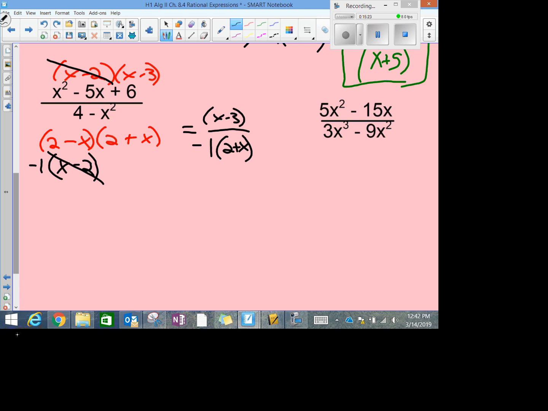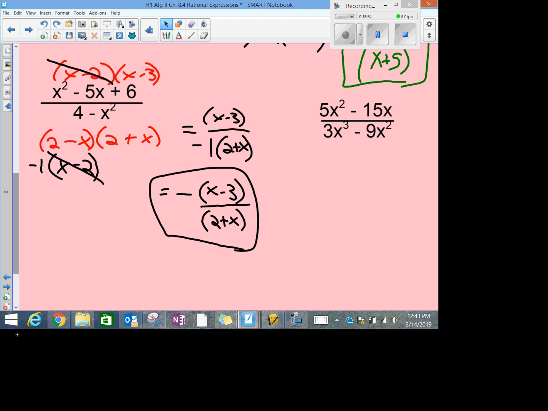But on a fraction, if you have a negative on one piece and not the other, it really just means the whole fraction is negative. So the book would write this by bringing the negative out in front. That's kind of the most proper. Okay, questions about that? Okay, that's one for this page.